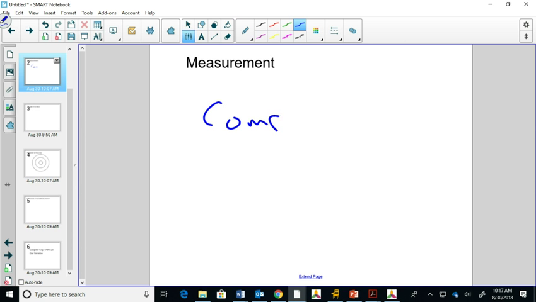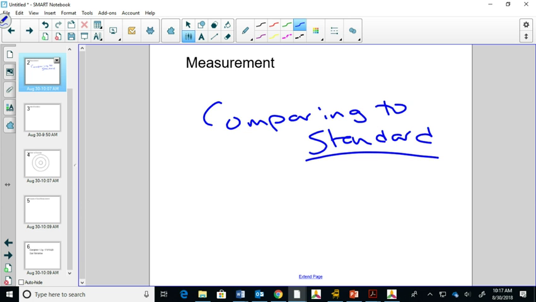So again, measurement is all about a standard. So we're comparing to a standard. And that's the key piece. To a standard. Okay, so when we're comparing results, because if we all measured, we're going to get different numbers, right? We're hoping that they're pretty reliable, but there may be some differences in there.